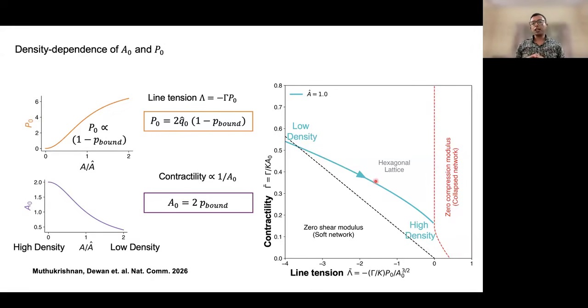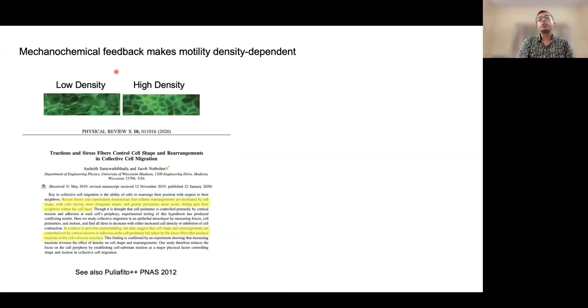But remember that glass transition or tissue solidification, the way I've shown you, is a dynamical behavior. And to consider the dynamics of the tissues, we also have to consider one more thing, and that is motility. The motility also has density dependence. In particular, in this paper by Jacob Notbohm's group, they showed that stress fiber not only controls the contractility, it also controls the motility of the tissues. And in particular, the more stress fiber you have, the more motile the tissue is.